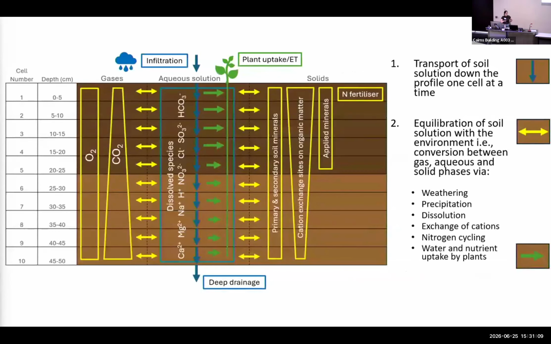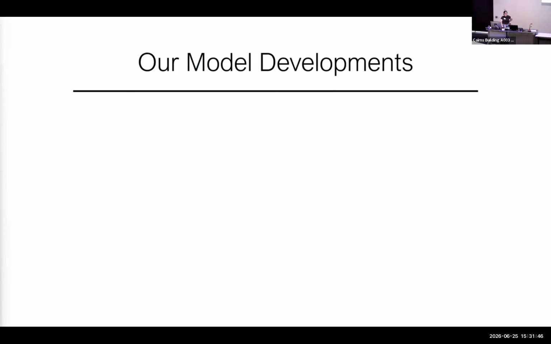So this is just a visual representation of our virtual soil profile. It's just code in reality, but to try to visualize it, we have this soil profile and the model alternates between transport steps, where it moves the soil solution down the profile, and an equilibration step, where the soil solution reacts with the environment. And that represents hundreds of geochemical reactions, which is essentially what the soil is, this big sum of lots of geochemical reactions.